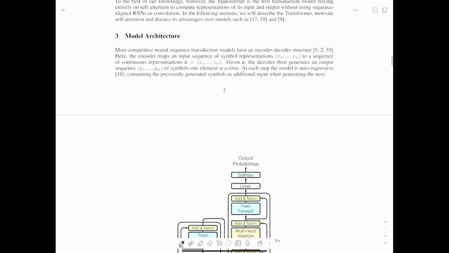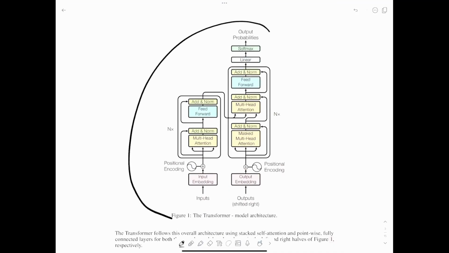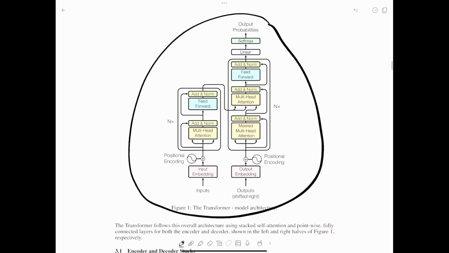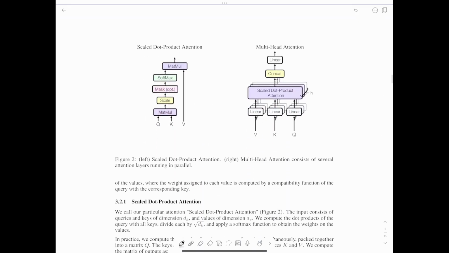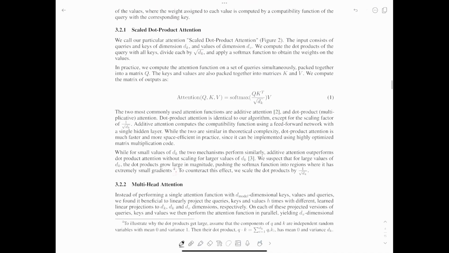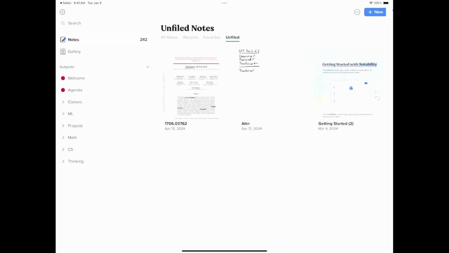Okay, so let's look at the model architecture. Here we have our model architecture diagram. And it looks really complicated, but we're going to break this all down, and it actually turns out to be pretty simple. And the key equation that we're going to start with is here. So let's take a look.